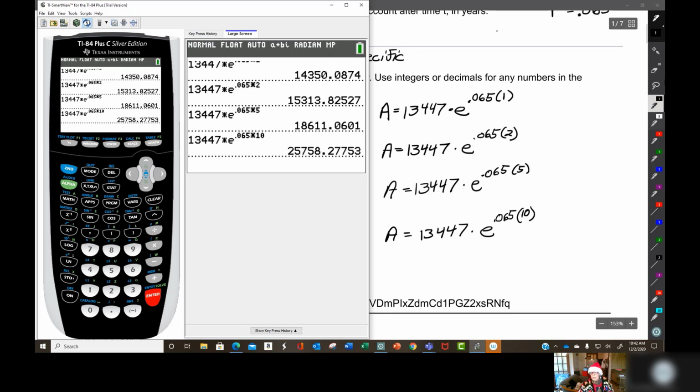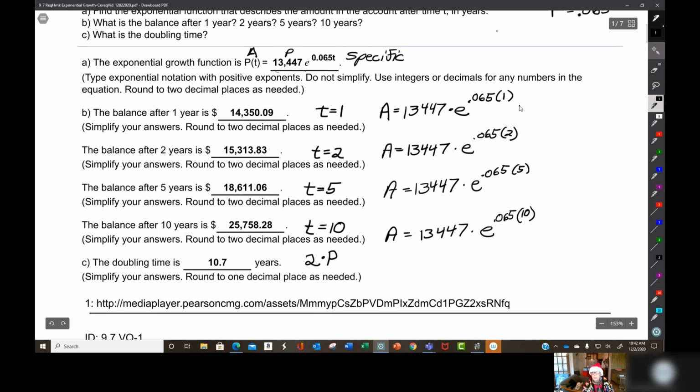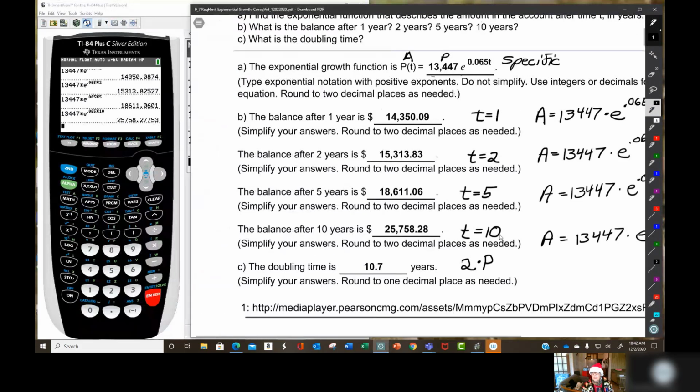So these should be all of our amounts, and then we'll round them to the correct number of places. In fact, let's read it now. Round to 2 decimal places. Okay, we can do that.